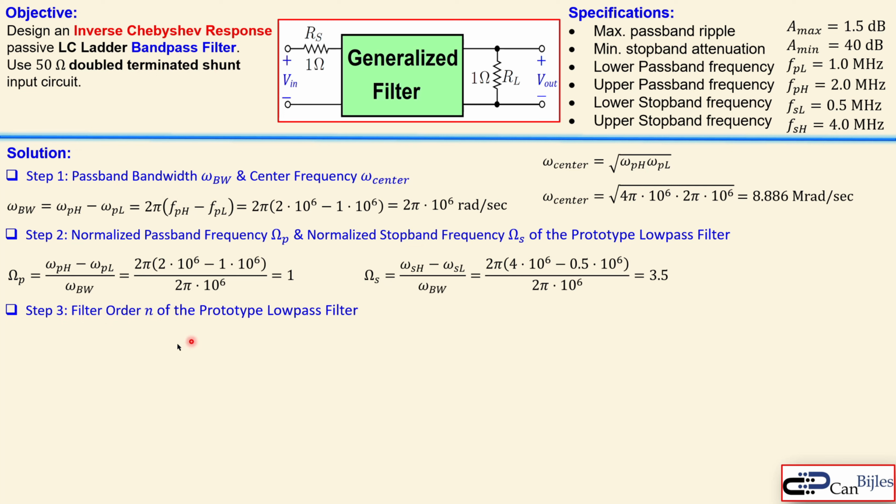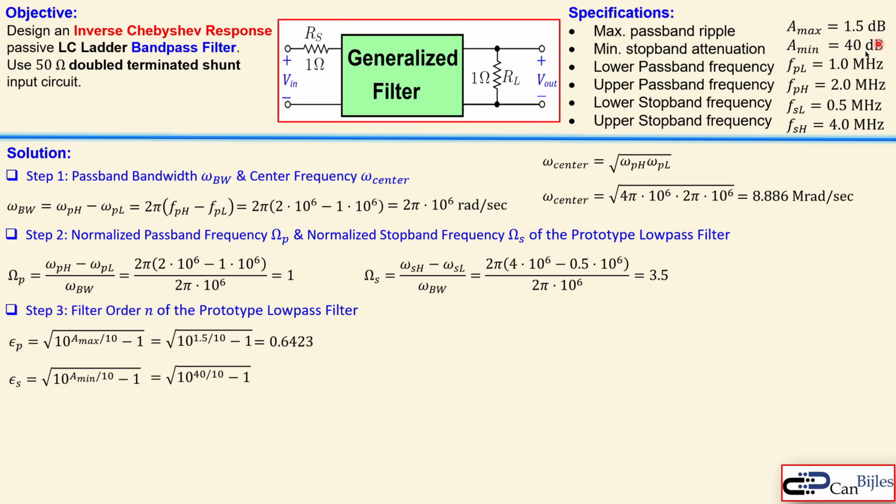Step 3 is the calculation of the filter order N of this prototype low-pass filter, and that will be also again the order for our bandpass filter design. We start with the epsilon P, which is related to A max. So A max is 1.5 dB. You just substitute that in this formula. You get now 0.6423. Epsilon S is related to the A min in similar form. You just substitute this 40 dB given in the specifications.